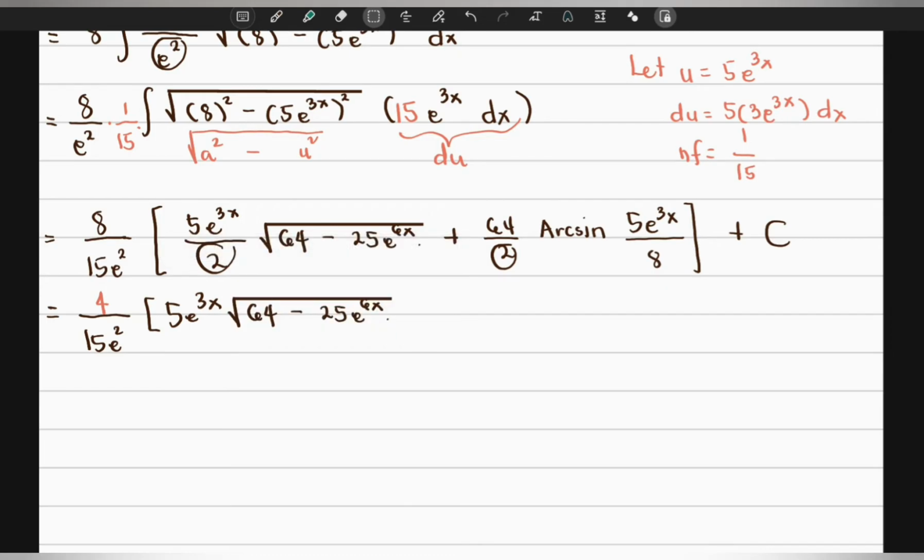Tapos we have plus 64 arcsine 5e raised to 3x over 8. Yung over 8 nasa loob ng arcsine yun, ha. Pero since fraction naman, okay na kahit wag lagyan ng parentheses. It's understood. Pero kung talagang gusto mong pasigurado, sige, lagyan mo. And then bracket plus c.